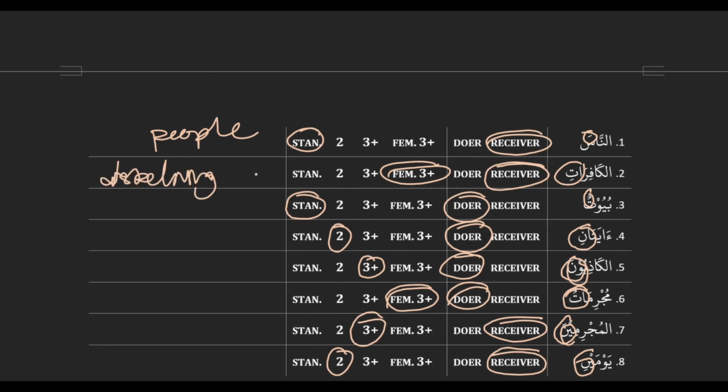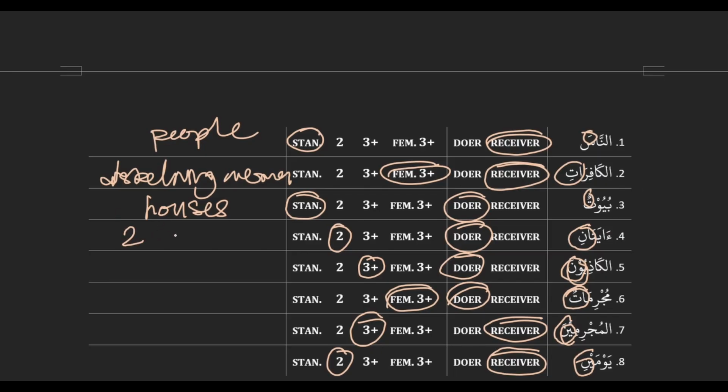Buyutun. What's buyut? Houses, right? And so we're just going to translate this as houses. Because standard doesn't mean singular, standard just means number neutral. So it's houses. And you know that because you memorized your vocab. Baytun, buyutun. Ayatani. Ani was dual, and aya means verse or sign. So two signs. Yep, two signs. Good.